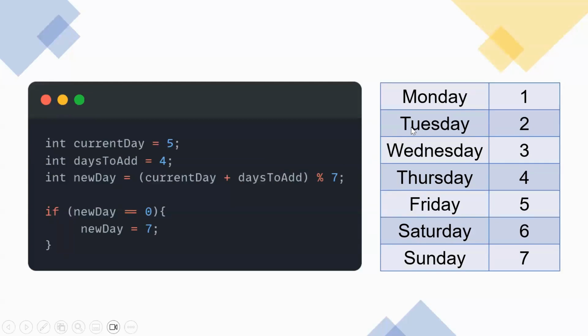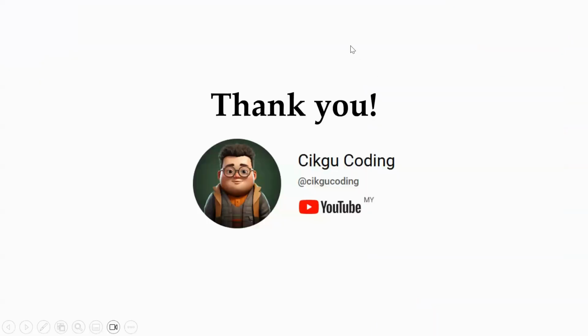But you do not need to do that if you assign 0 to Sunday. So let's say you have Sunday equal to 0, Monday is 1, Tuesday is 2, Wednesday is 3, then you do not need to have that specific conditional statement. I hope you have a better understanding of how modulus can be used to solve some complex problems through this video. Thank you very much.